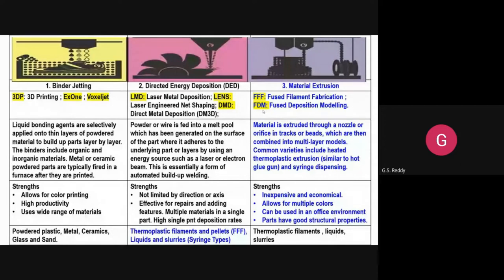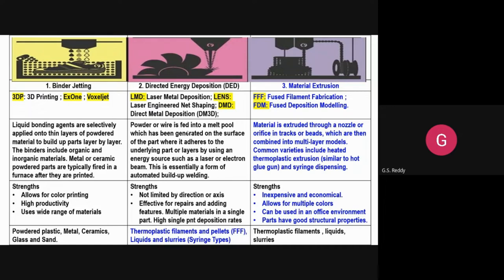The strengths of this directed energy deposition process: it is not limited by direction or axis, and it is effective for repairs and also for producing virgin products, and adding features, using multiple materials in a single part. Liquids and slurries, and the syringe type, are the material forms used.